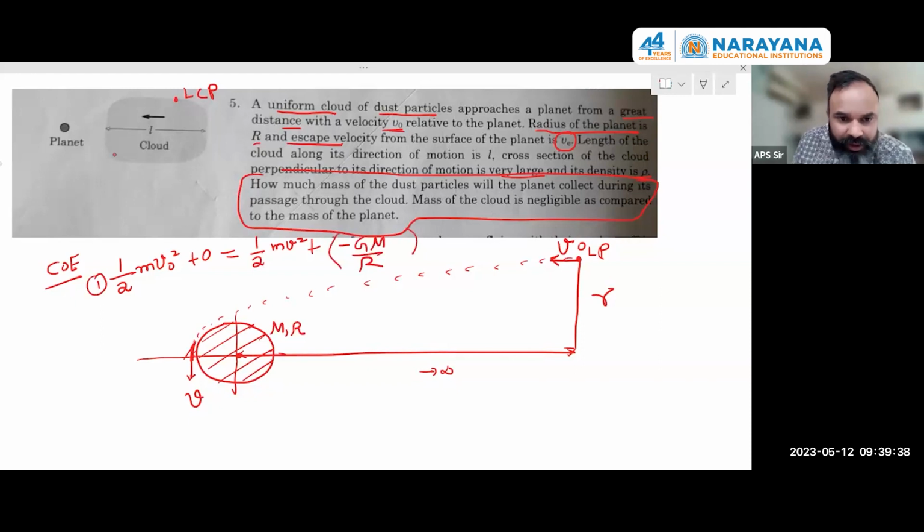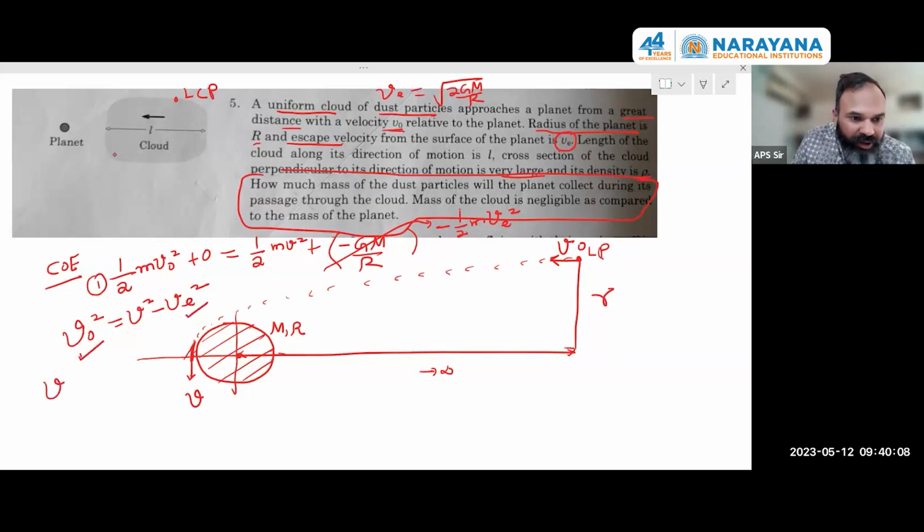We also know that when somebody says the escape velocity from the surface of the planet is VE, you understand that this term is basically negative half m VE square. The escape velocity from the surface is basically root 2 G capital M by capital R. I've used it and eliminated this because now half m can cancel, and basically v0 square is v square minus VE square. So v0 is given, VE is given, so you'll find v. The speed with which it hits is: v square is v0 square plus VE square.